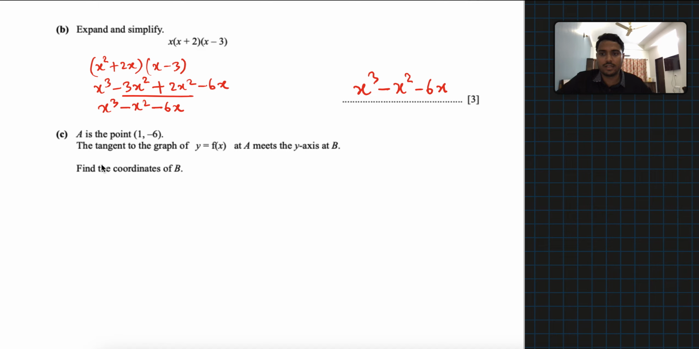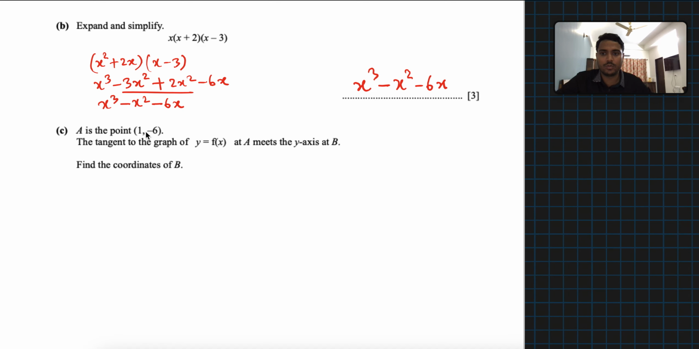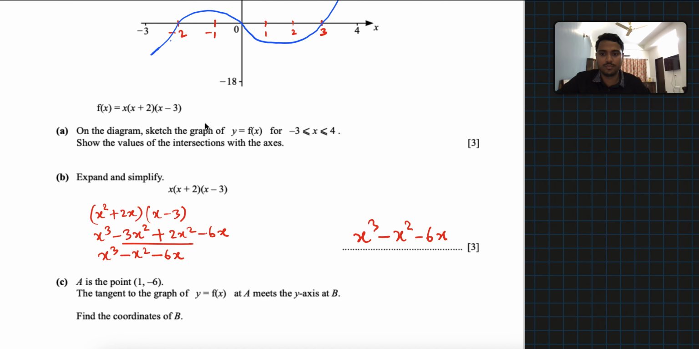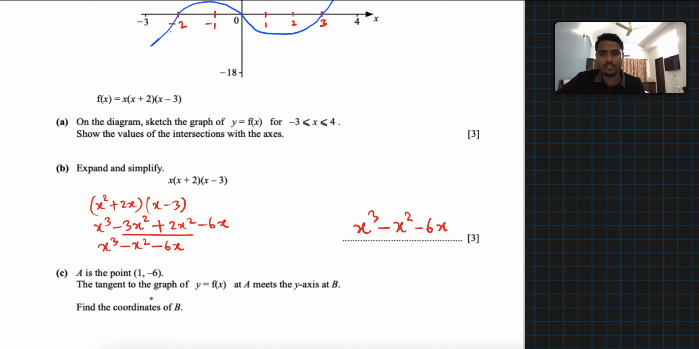Now in part C, they're telling us A is the point 1 comma negative 6. A is the point 1 comma negative 6. The tangent to the graph of y equals f of x at A, so at point A, 1 and negative 6, meets the y-axis at B. Find the coordinates of B.